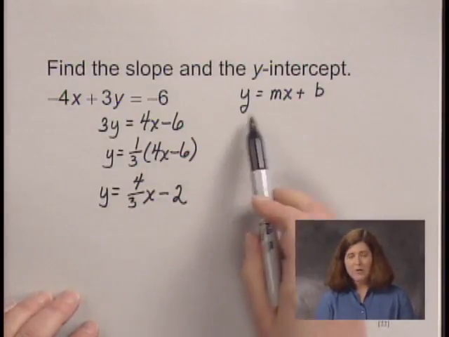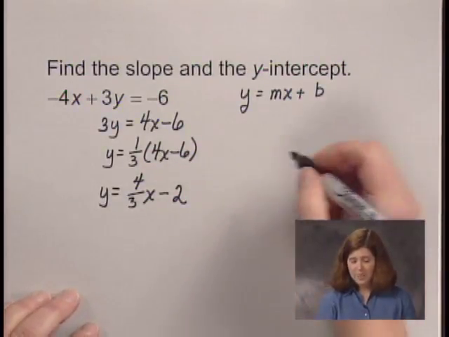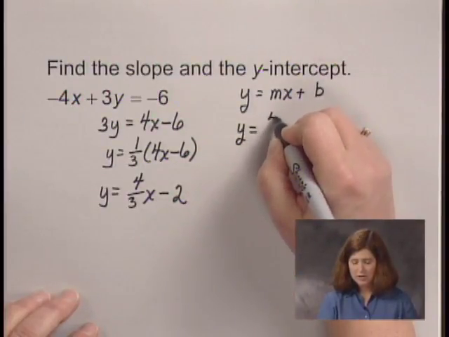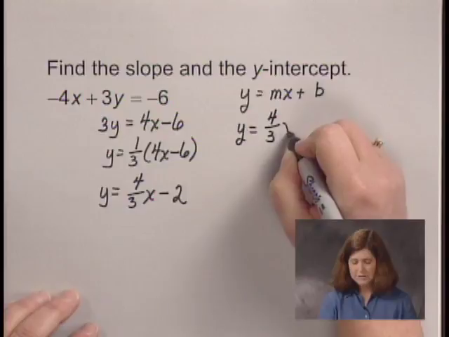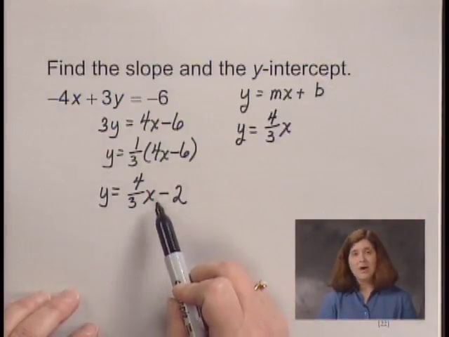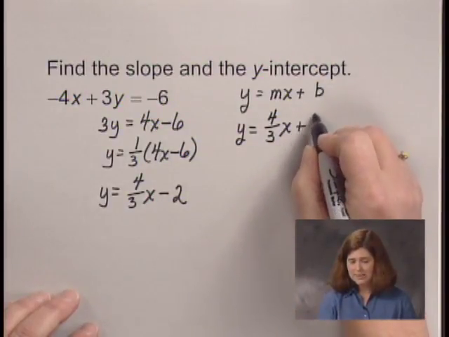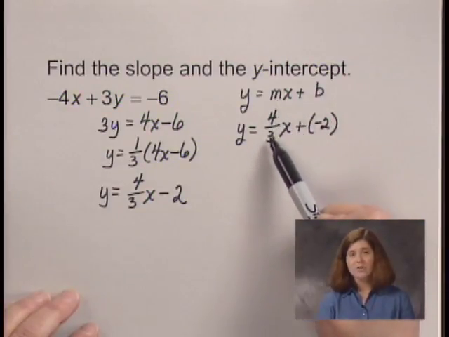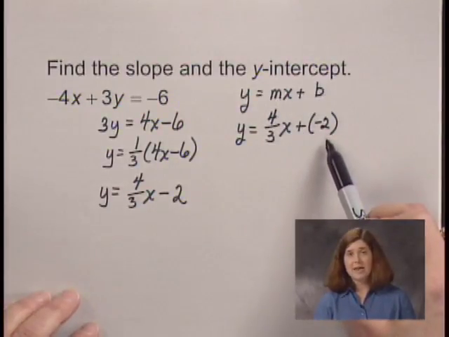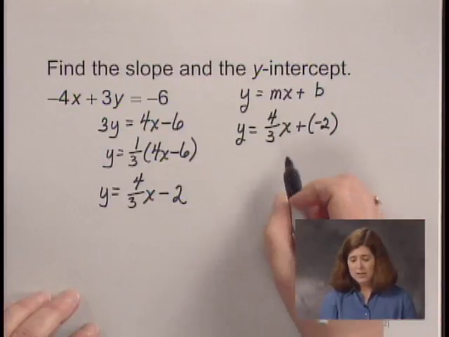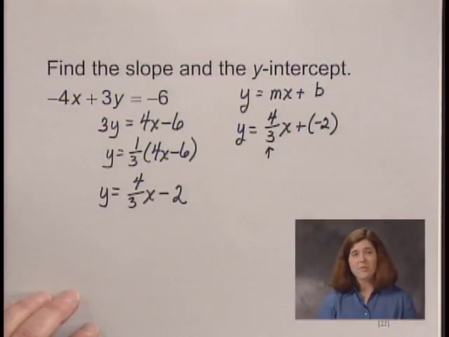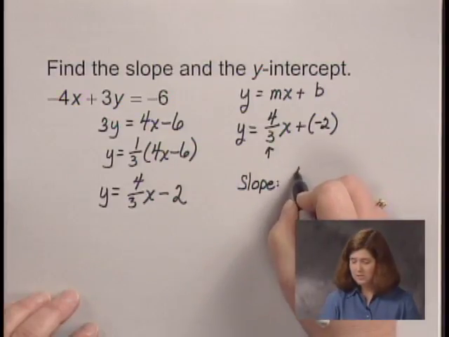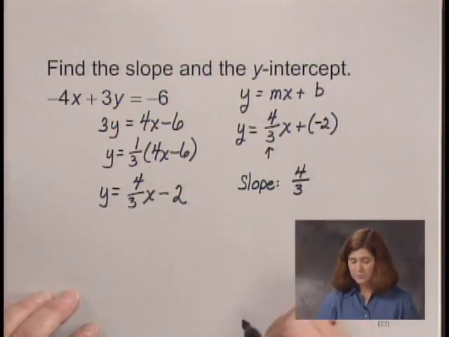Now this is in the form y equals mx plus b, and we can see that by writing directly under here y equals 4/3 x. Instead of writing minus 2, I'm going to write plus a negative 2. So we can see that m is 4/3 and b is negative 2. The slope is read directly from the m. The slope of the line is 4/3.